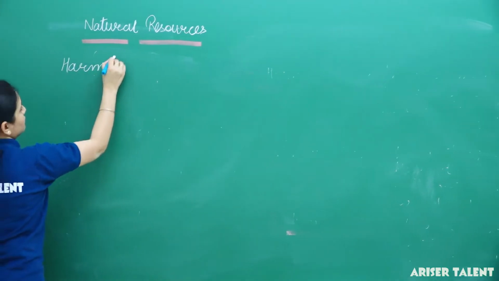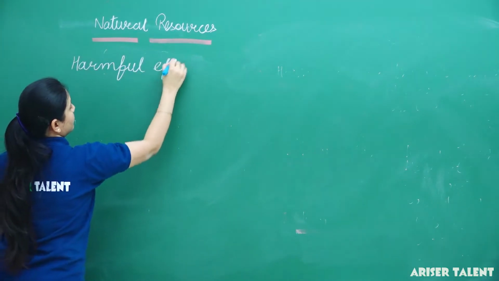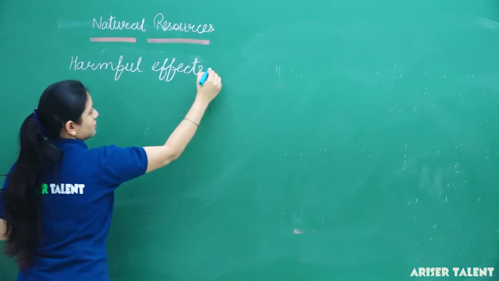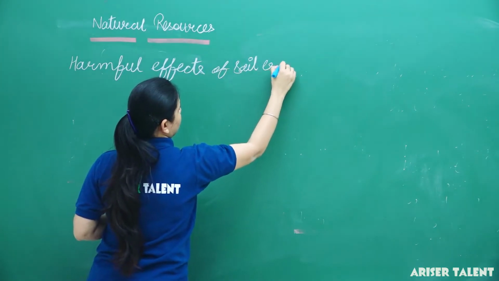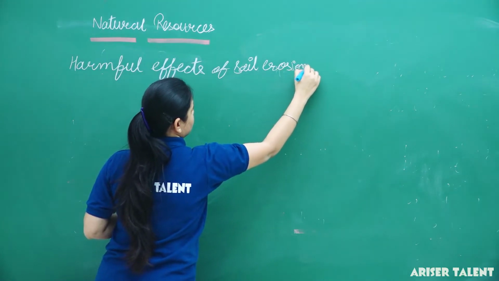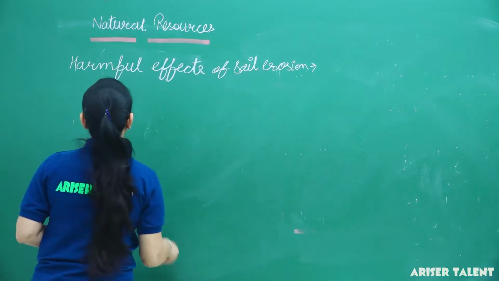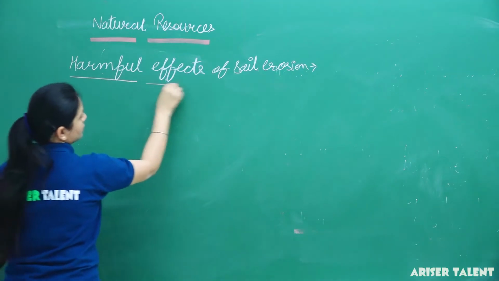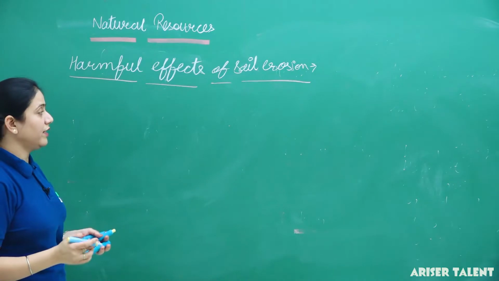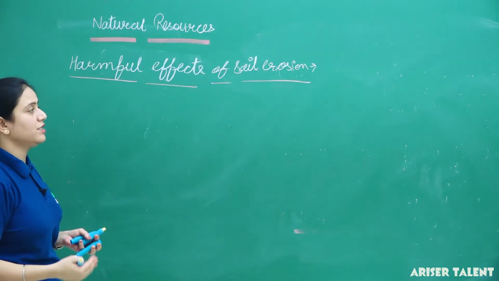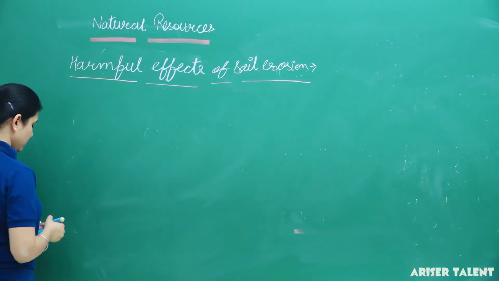Harmful effects of soil erosion. What are the harmful effects of soil erosion? Number 1, loss of fertile soil, means loss of fertility and desertification.